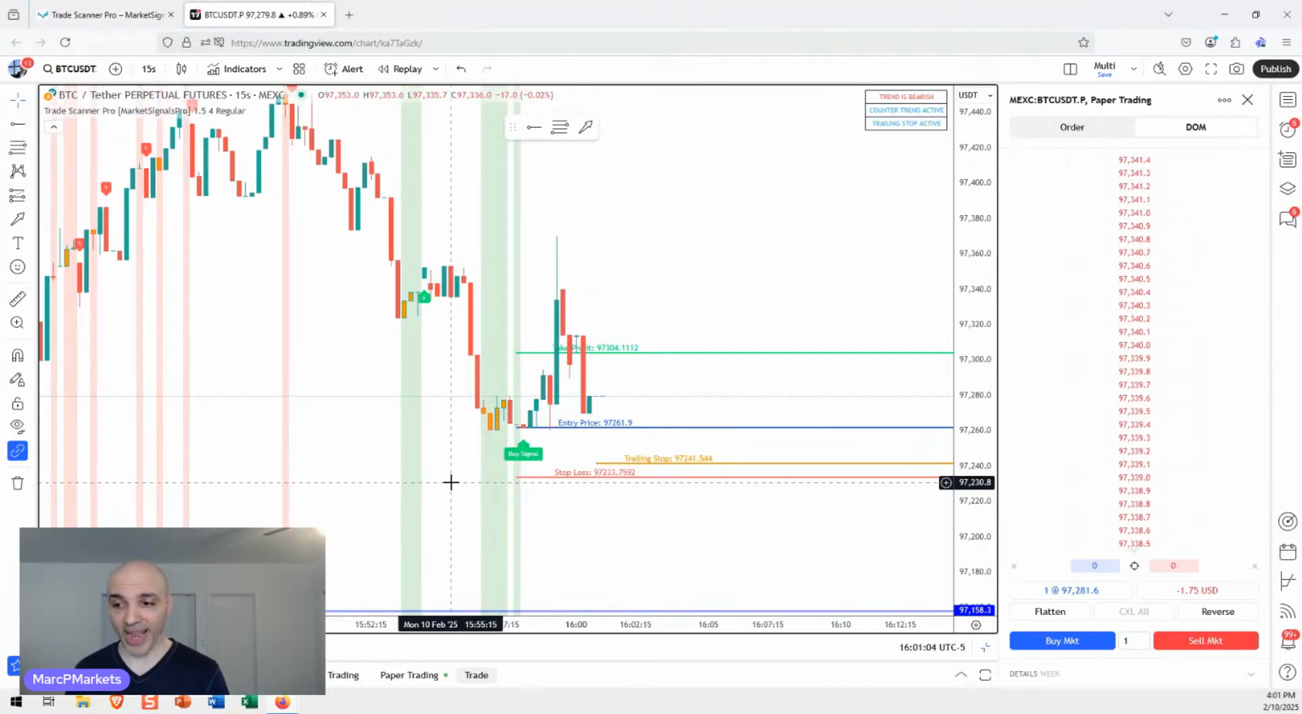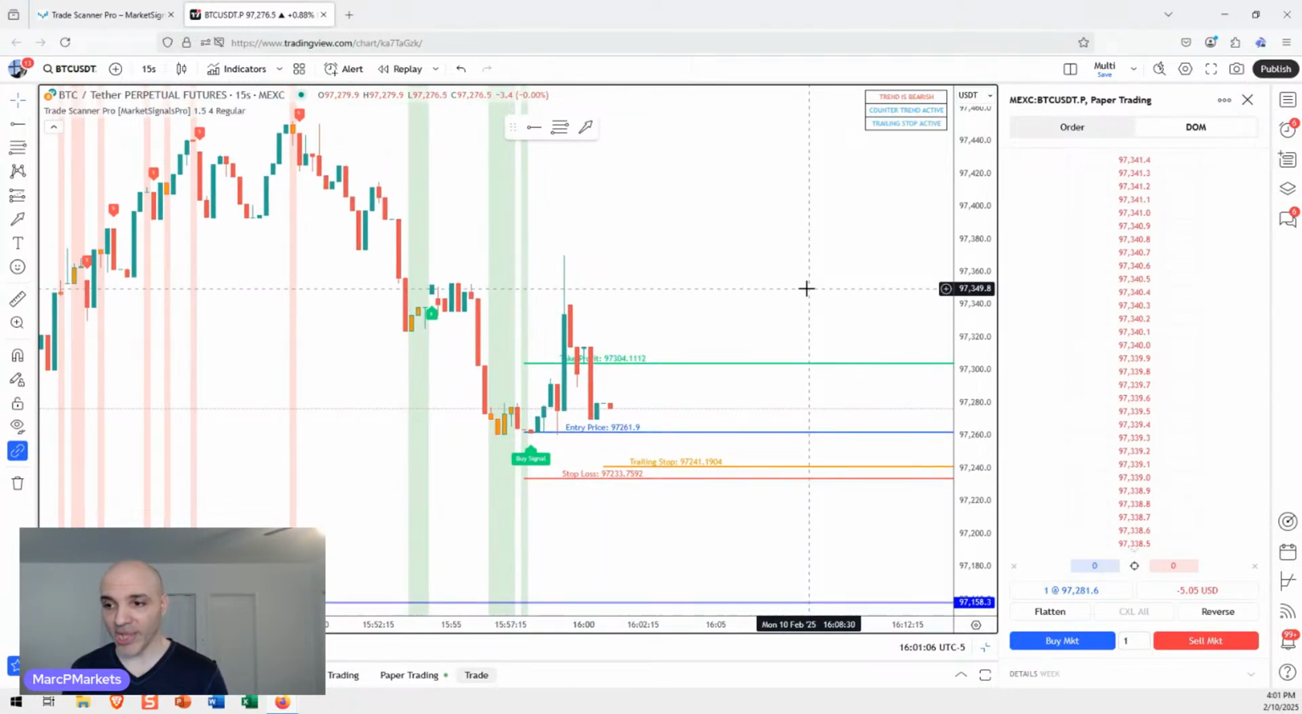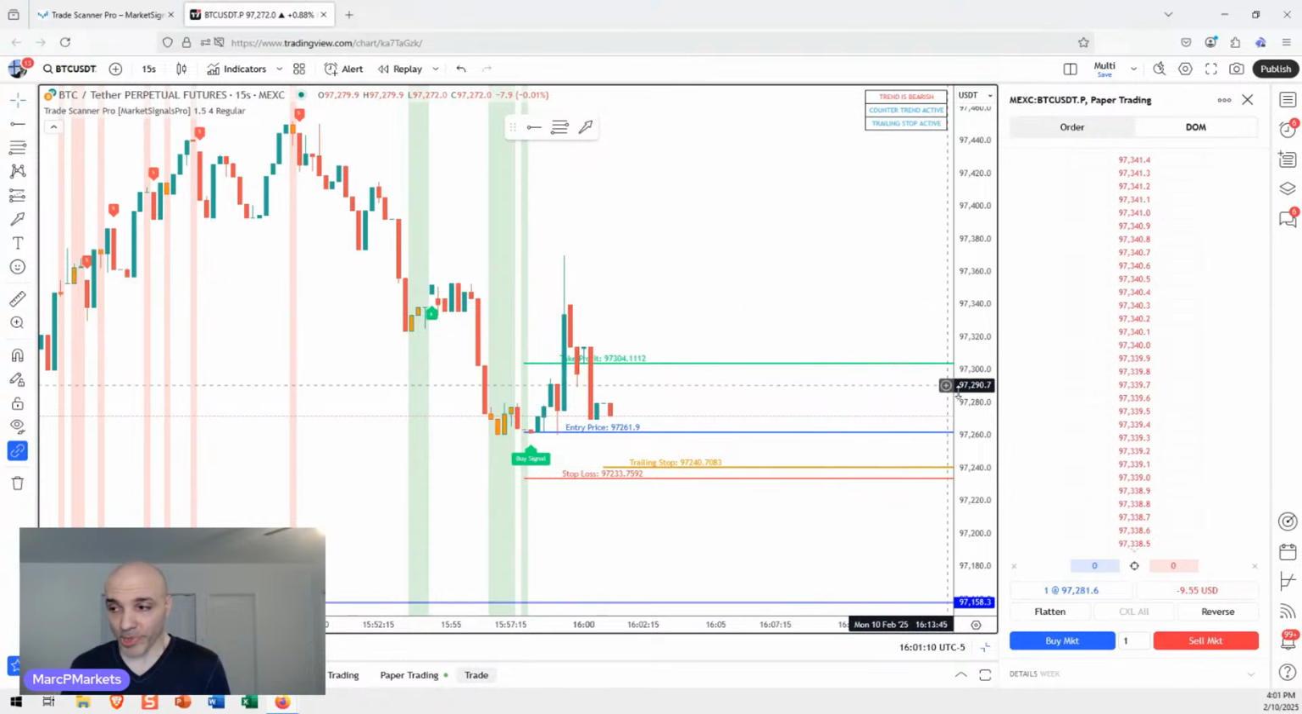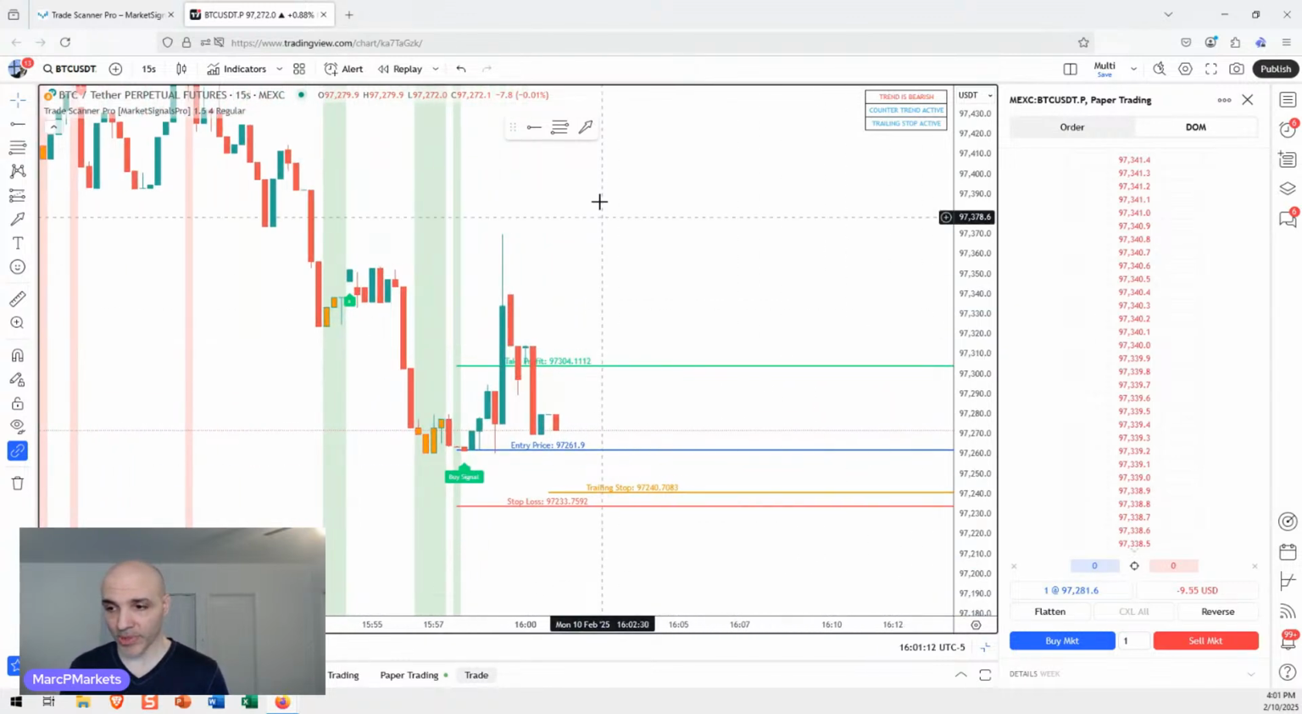So this is very advanced, right? What I'm showing you here is advanced, and I do not expect you to use Trade Scanner Pro like this. I just want you to see it in action. That's why I do this.